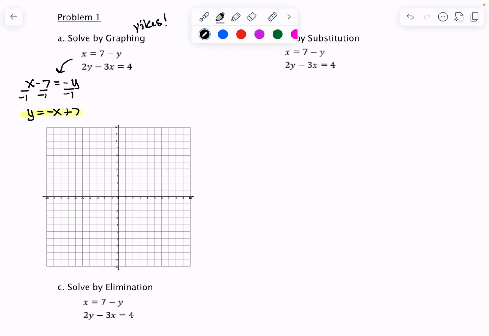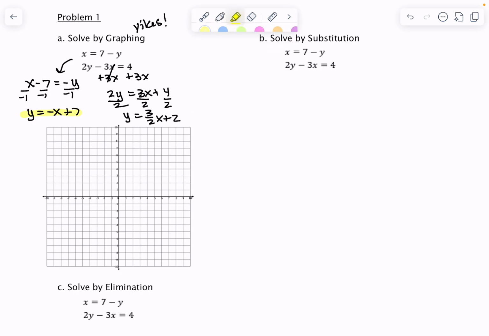The second equation, I'm going to go ahead and add the 3x over. I get 2y equals 3x plus 4. Divide both sides by 2, but you're dividing everything by 2. And y equals 3 over 2 x plus 2. Boy, what a pain that was, right? That was no fun to try and get those y's alone. But now that they're alone, we can go ahead and graph.